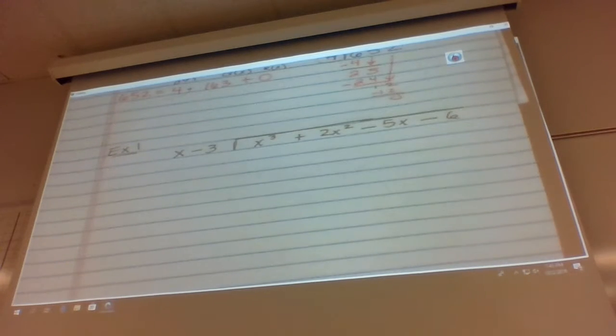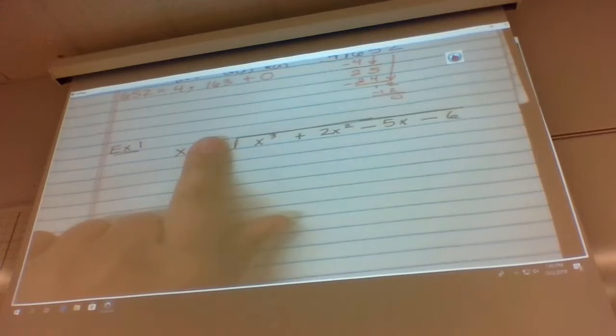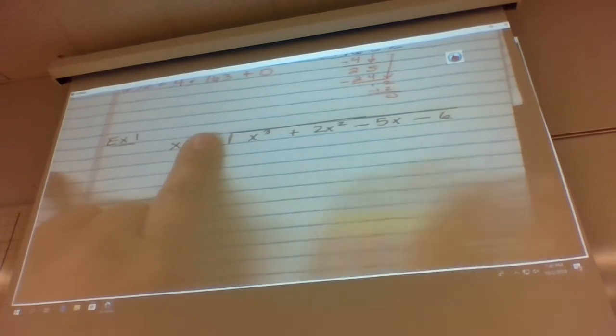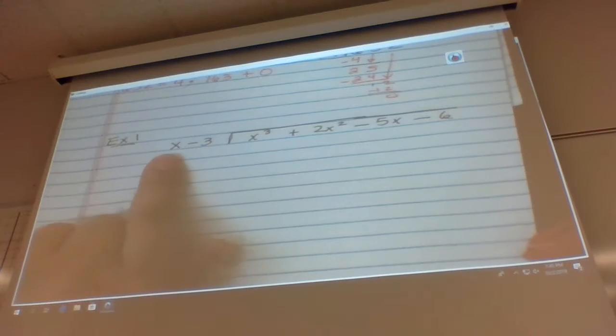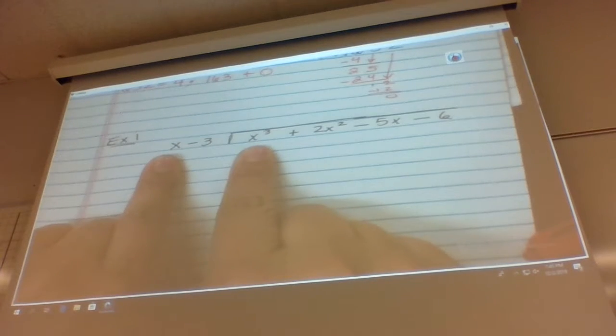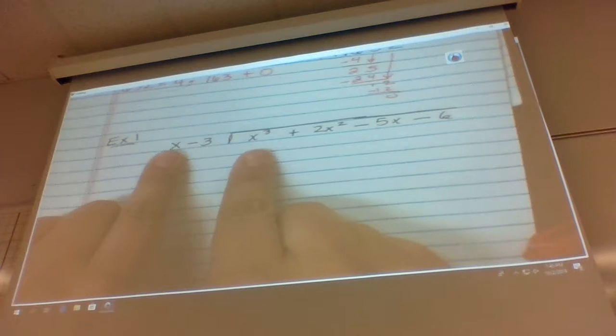So to start off with, I understand I have 2 things right here. We only care about the first one for now. And I know I have 4 things here, but I only care about the first one right now. So the question you ask yourself is, what times this is going to give me this? What times x is going to give me an x cubed? x to the second, and that is correct.